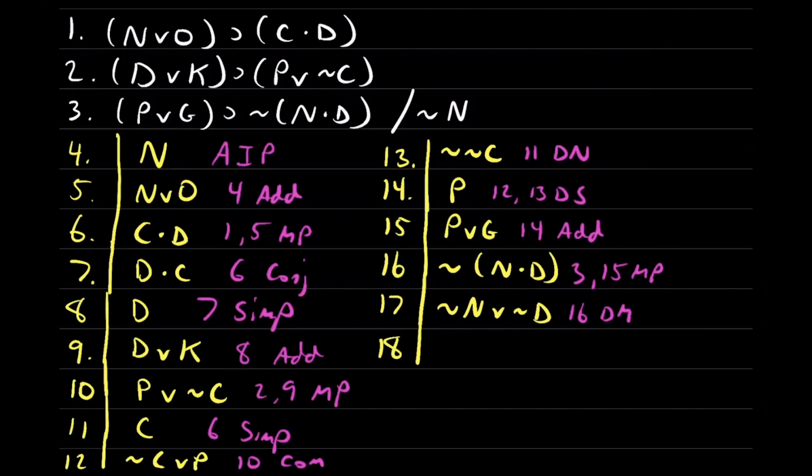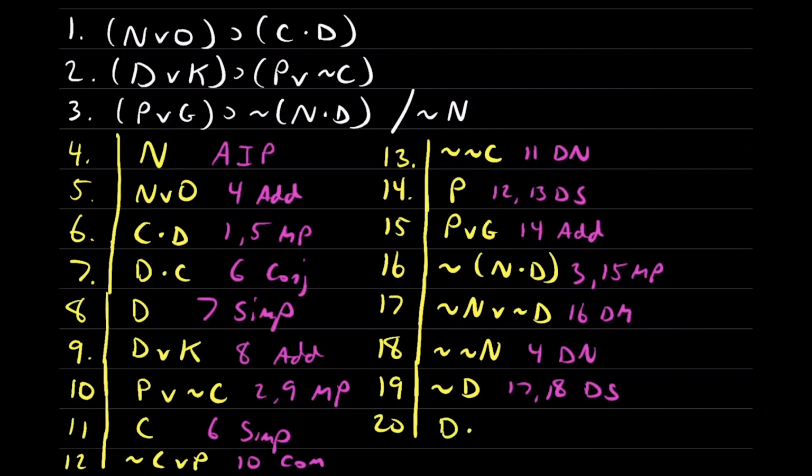We're going to do a double negation step on line 4 to get not N. So line 4 by double negation. Then we said, by disjunctive syllogism, we know not D from lines 17 and 18 by disjunctive syllogism. And finally, now in line 20, we have our explicit contradiction. We know we have D and not D. And that would follow from line 8 and line 19.